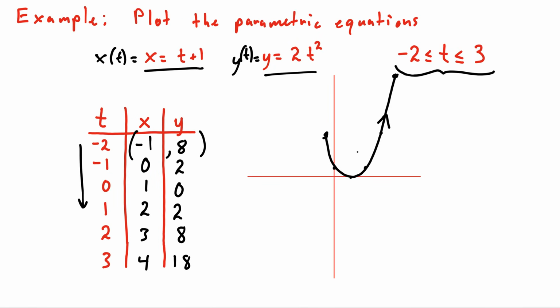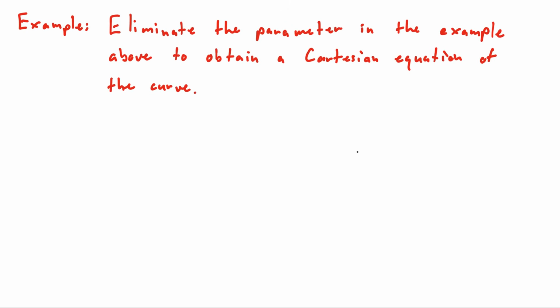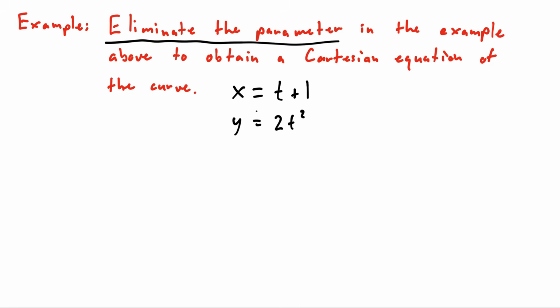Let's do one more example using parametric equations. We would like to eliminate the parameter in the previous example to obtain a Cartesian equation of the curve. Let's write down the parametric equations that we were dealing with. We had x equals t plus 1 and y equals 2t squared. To eliminate the parameter, we want to solve one of these two equations for the parameter t. In this case, it looks like the x equation will be the easiest.